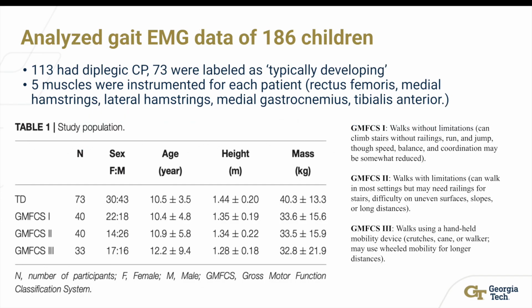The dataset includes 113 children with diplegic cerebral palsy and 73 typically developing children. The authors did not collect the EMG data themselves, rather they used the data of patients who had gait analysis done at the Collette Children's Specialty Healthcare. For the gait analysis, 5 muscles were recorded per participant. This included the rectus femoris, medial hamstrings, lateral hamstrings, the medial gastrocnemius, and the tibialis anterior.